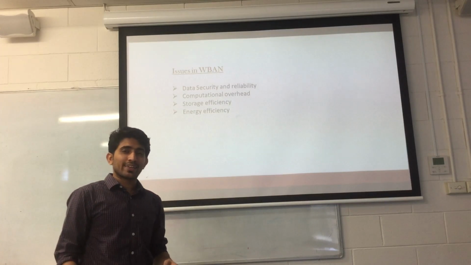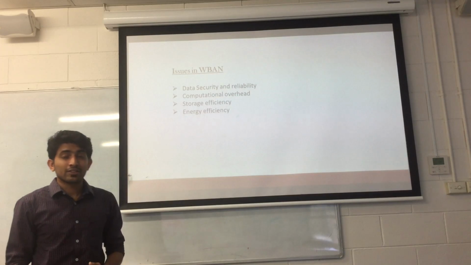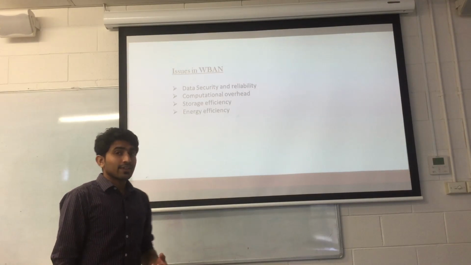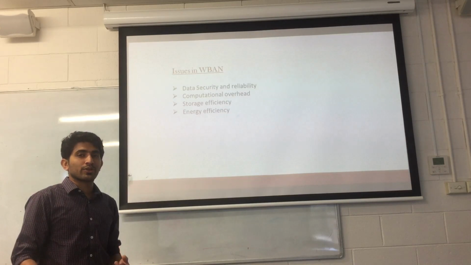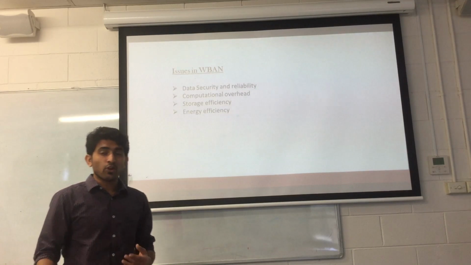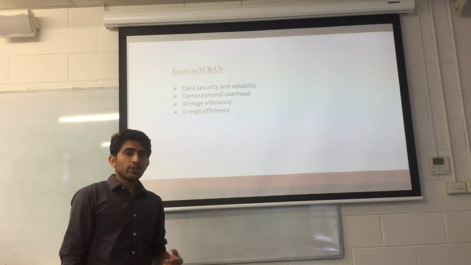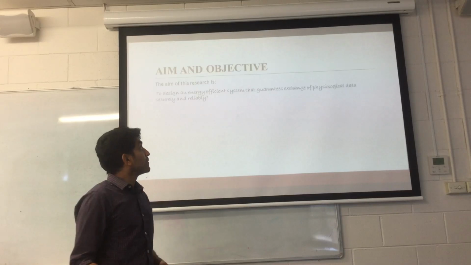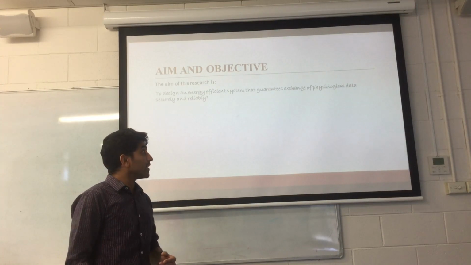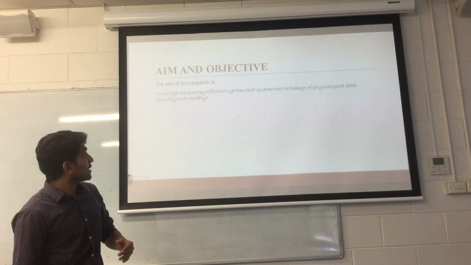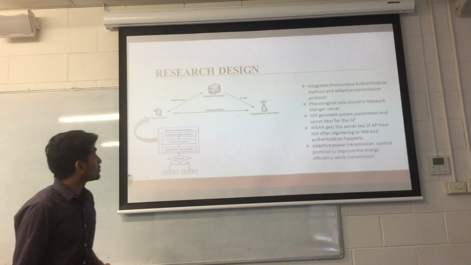The main issues that can arise by using a wireless body area network, that is WBAN, are that since this is wireless, there will be issues like security and reliability, computational overhead, storage efficiency, and energy efficiency. In order to overcome these issues, we have designed a system that is more reliable, secure, and more energy efficient.